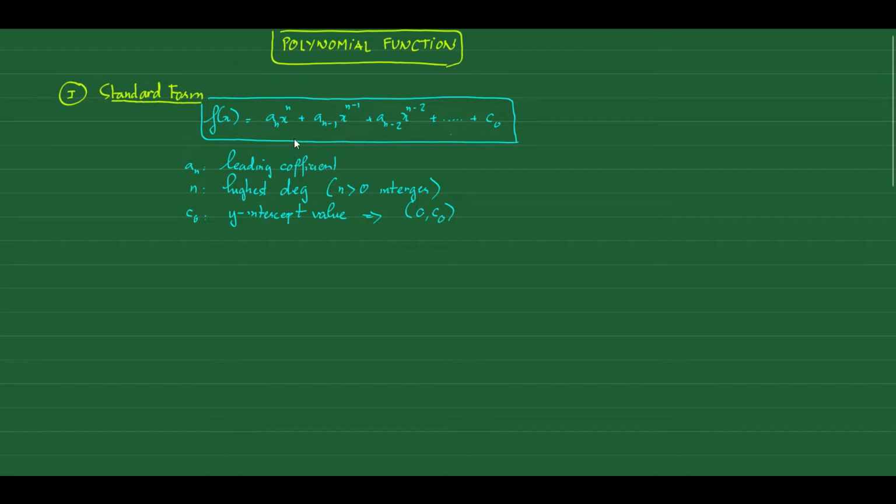Let's see what else we should talk about in this form right here. And the variable x, I just want to mention one more thing. The variable x cannot be in the denominator. Because a sub n, a sub n minus 1, a sub n minus 2 are just coefficients, they could be positive or negative. However, all the exponents cannot be negative. Okay, so I'm going to put a remark over here.